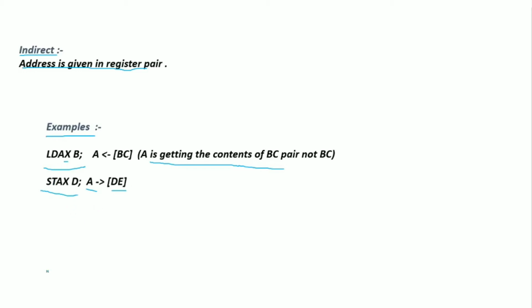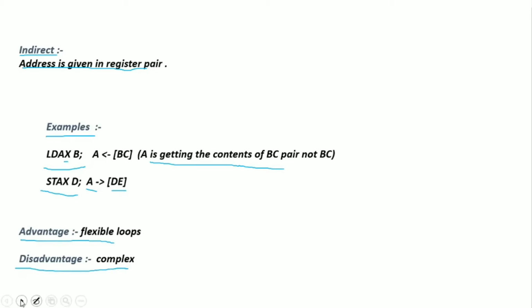So moving on. So the advantage is that these are flexible for loops, and the disadvantage is that it is very complex. So let's move forward now.